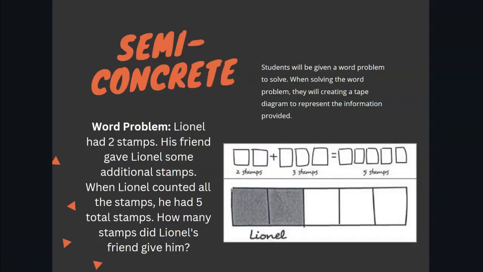A semi-concrete activity for students to participate in would be to be given a word problem to solve. When solving the word problem, they will create a tape diagram to represent the information provided. So here's an example of a word problem. Lionel had 2 stamps. So we have 2 stamps here. His friend gave Lionel some additional stamps. When Lionel counted all the stamps, he had 5 total stamps. How many stamps did Lionel's friend give him?